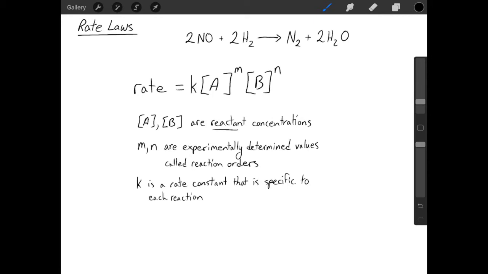The A and B in square brackets are reactant concentrations, and they have to be reactant concentrations because the rate of a reaction depends on the reactants, not the products. M and N are experimentally determined values that are known as reaction orders. And K is a rate constant that is specific to each reaction.